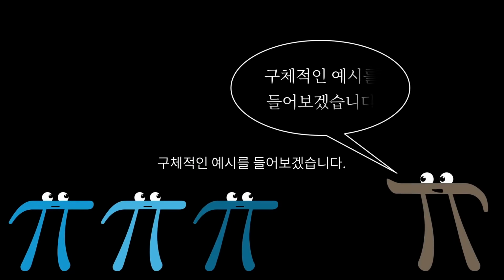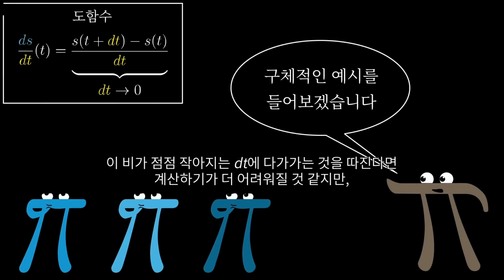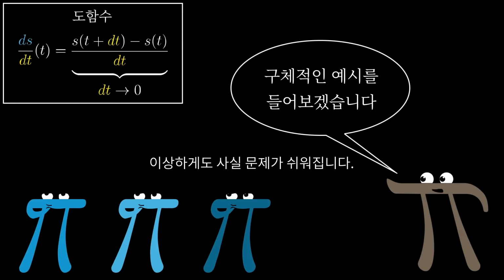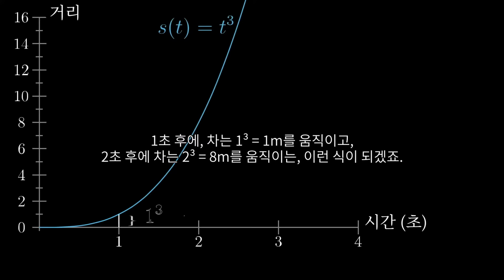I think a specific example should help here. You might think that asking about what this ratio approaches for smaller and smaller values would make it much more difficult to compute. But weirdly, it kind of makes things easier. Let's say that you have a given distance versus time function that happens to be exactly t cubed. So after 1 second, the car has traveled 1 cubed equals 1 meters. After 2 seconds, it's traveled 2 cubed, or 8 meters, and so on.